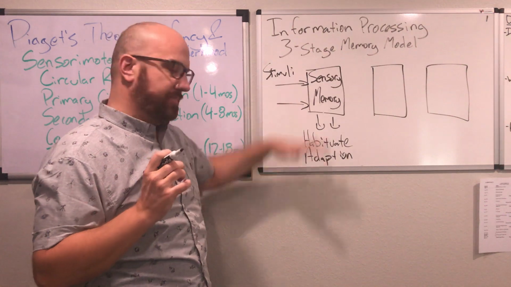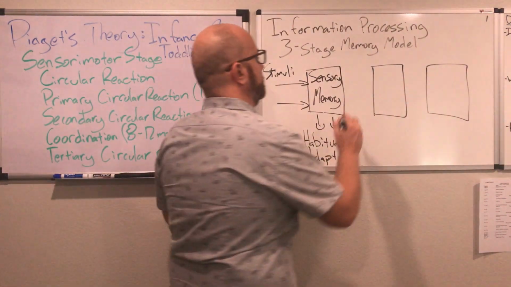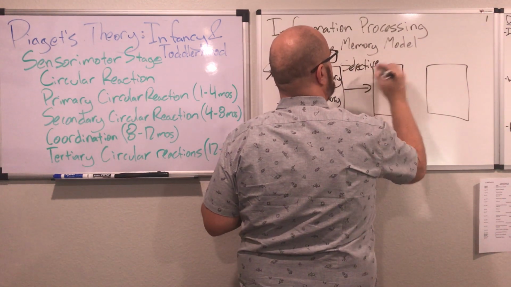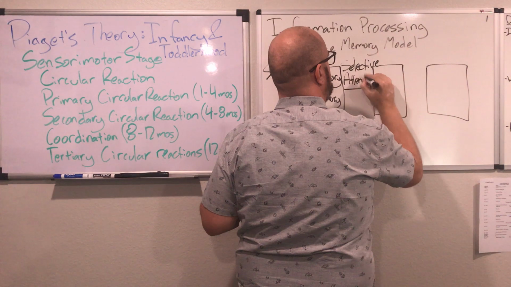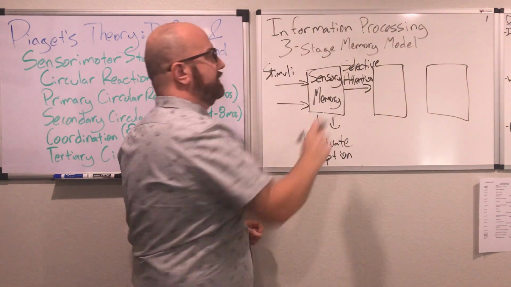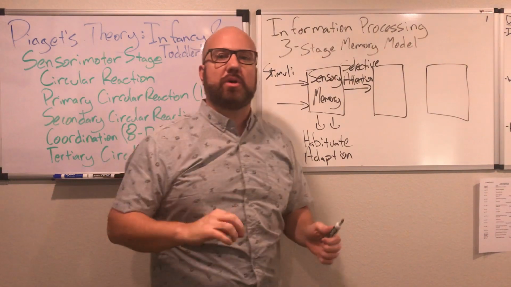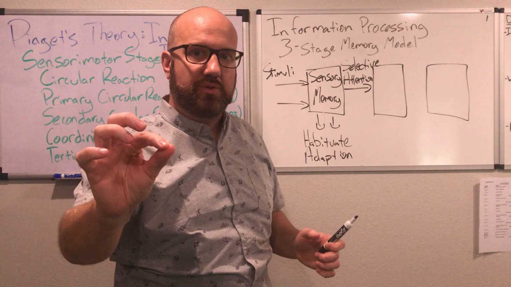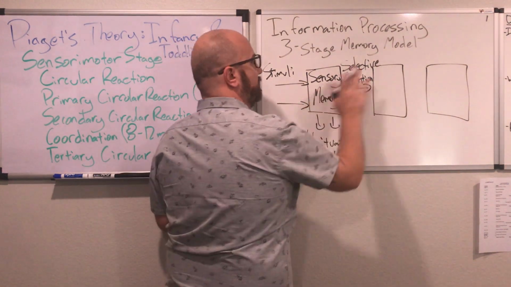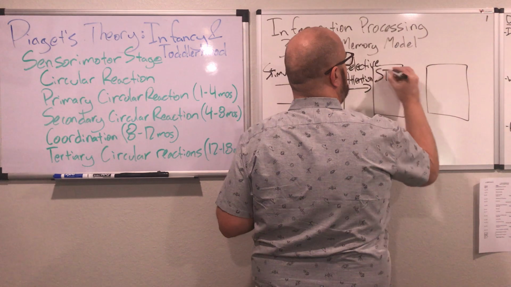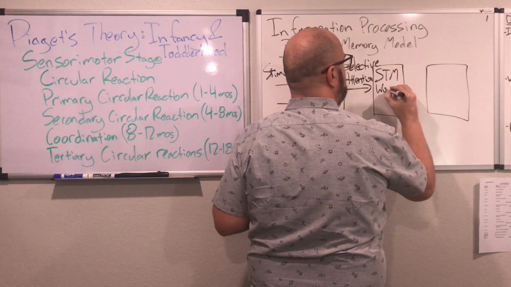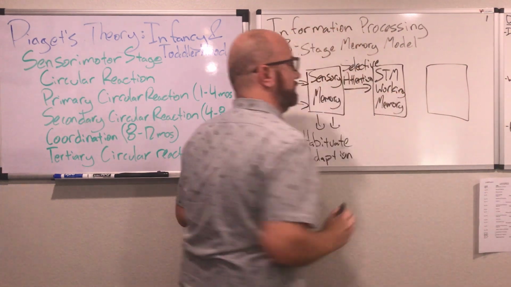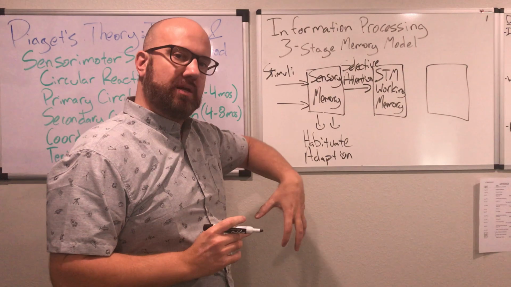We habituate or we adapt, so it drops off unless we engage in what's called selective attention. So selective attention is when we're choosing to pay attention to something. And when we choose to pay attention to it, then it gets moved from our sensory memory to what's called our short-term memory, or we also call it working memory. Okay? So short-term memory or working memory.